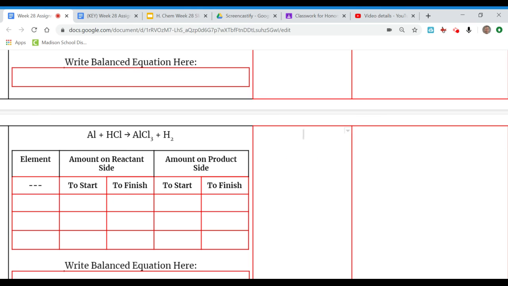So I would write that here. And I would explain that this is a single replacement reaction because there is a free element that is taking the place of one of the two in this partnership here. So that's how you determine the reaction type. Use that chart, refer back to that, look for the patterns and match it up with the diagram.